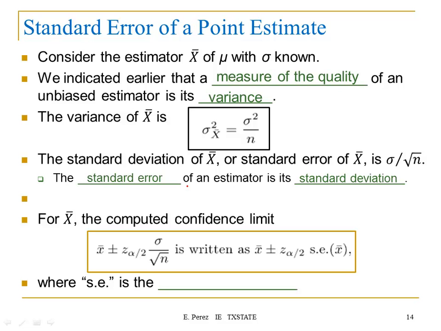So you can change this value and call this expression the standard error of the estimator, or SE. Okay, so the only thing that we are doing here is just giving a name to this portion of the expression. This is what we call the standard error of the estimator.